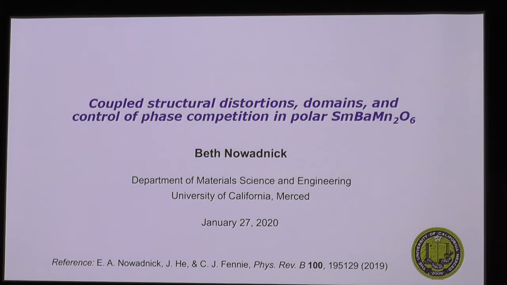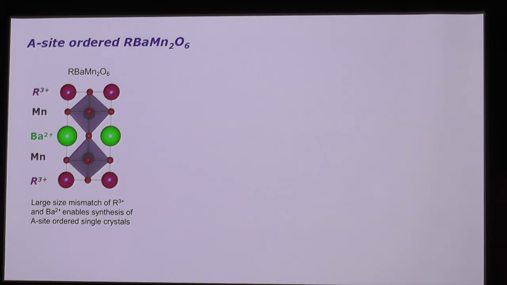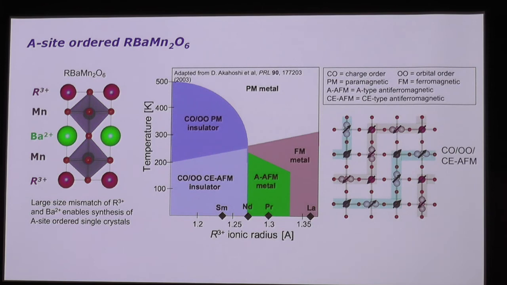So the rare earth manganites have been studied extensively in the context of the colossal magnetoresistance effect. Today I'm going to be focusing on an A-site ordered variant, where due to the large size mismatch of the rare earth and barium cations, they can be synthesized in this layered form. This is what the electronic and magnetic phase diagram looks like.